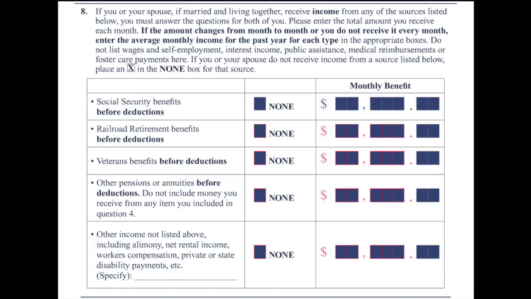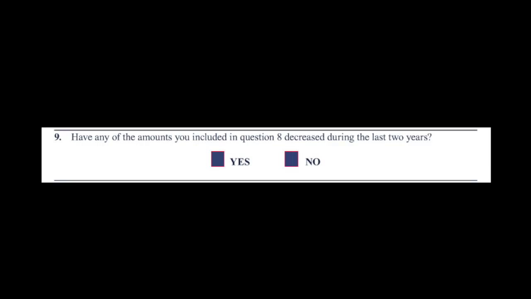These type of disability payments that are referred to as private or state disability payments are not Social Security disability benefits, and these type of income would go in the other income. Question 9 asks if any of the amounts included in Question 8 decreased during the last 2 years. So, if any of their income sources have decreased, you would put an X in the yes box. If they just receive Social Security, you would check no, because it has not decreased.